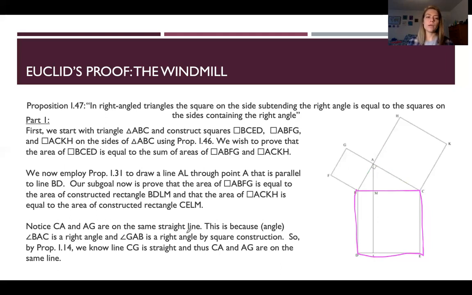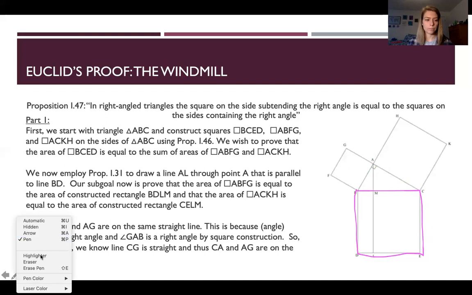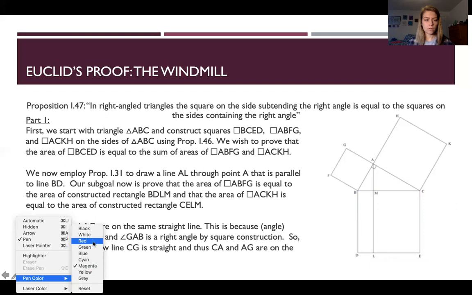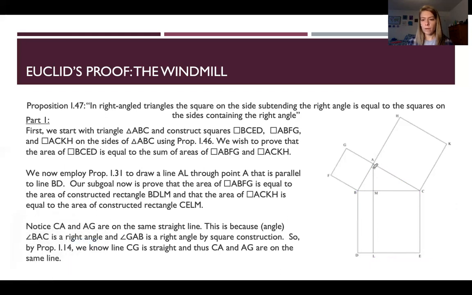Now we employ proposition 31 to draw a line AL through point A that is parallel to line BD. What does that mean in terms of our picture? That means we have line AL through point A, right here, that is parallel to line BD. They don't ever cross. That's what that means.